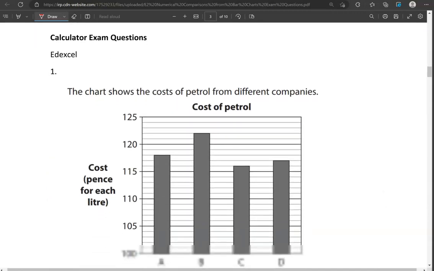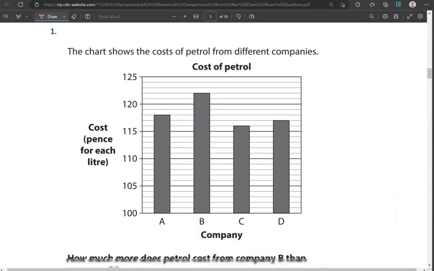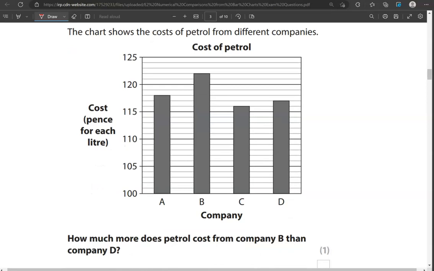We're now moving to the calculator questions. The chart shows the costs of petrol from different companies. How much more does petrol cost from company B than company D? So there is company B. That is between 120 and 125. So 121, 122. It's going up by one. For company D, the cost is 15, 16, 17, so it's 117.